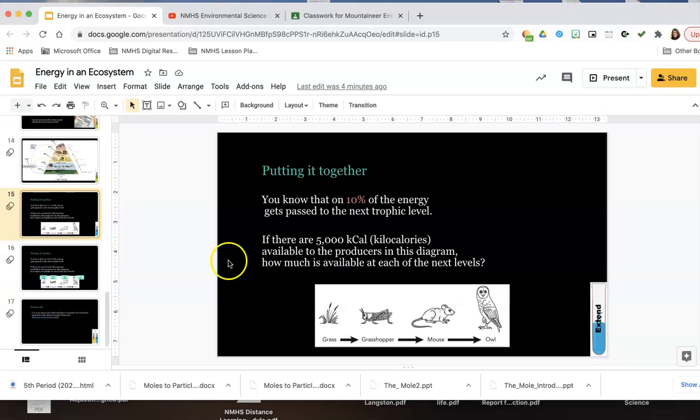So we know that going up each trophic level, only 10% of the energy is passed from one level to the next. So if there are 5,000 kilocalories available to the producer in this diagram, the grass, how much is available at each of the next levels? I want you to pause the video and figure out, if we're starting out with 5,000 kilocalories for grass, how many calories is a grasshopper going to be able to have? Remember, only 10%. Try to figure out what the number would be for the grasshopper, and then for the mouse, and then for the owl.